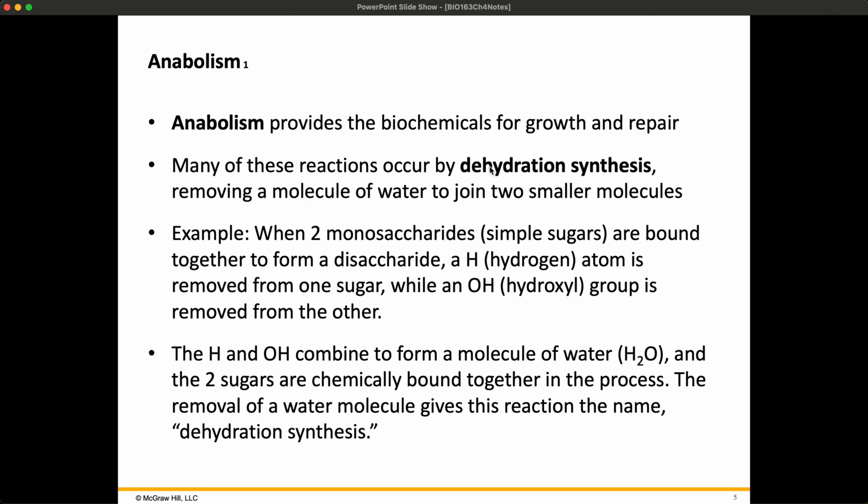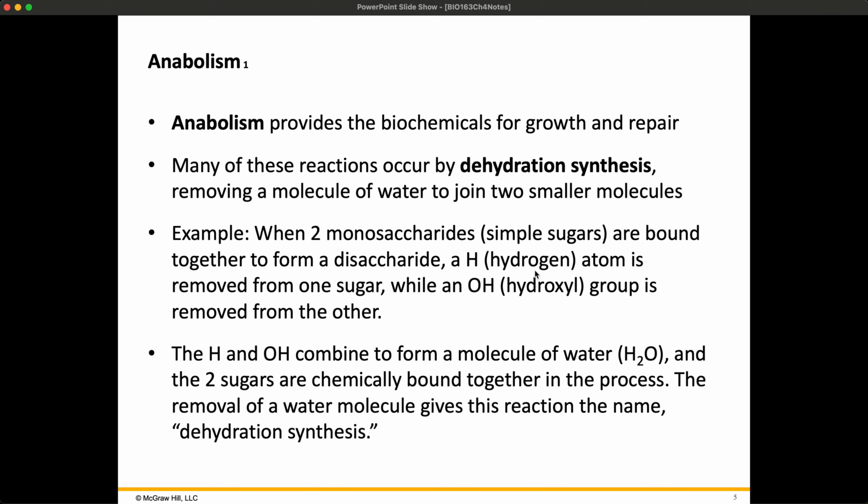Let's break those two words down. First, dehydration: removing water. And then synthesis is creating something. So we're removing water to join two smaller molecules together, such as two monomers joining together to form a larger polymer. The example they give right here is two monosaccharides, two simple sugars. You remove a water molecule from them, and then they form a disaccharide. Something important to note is that you're not removing a water molecule from each monosaccharide. It's one molecule total between both monosaccharides.